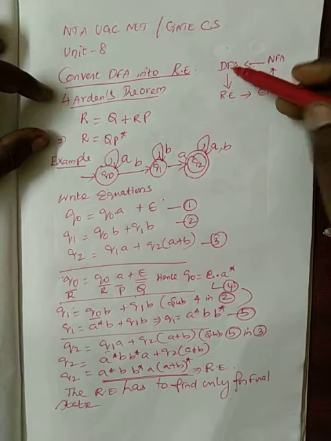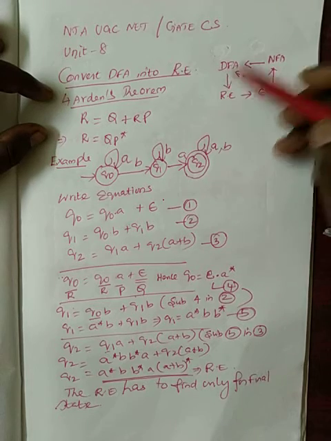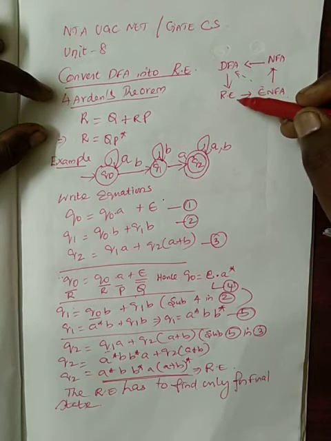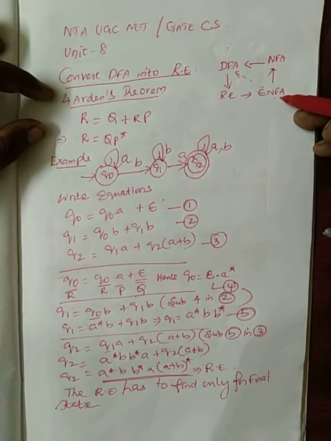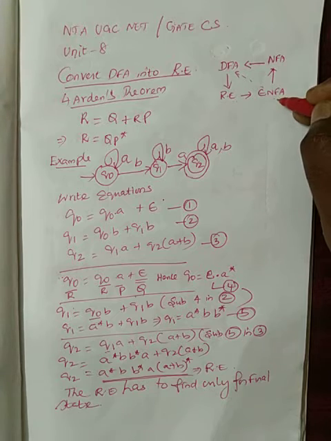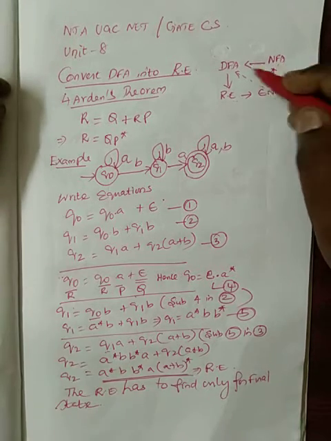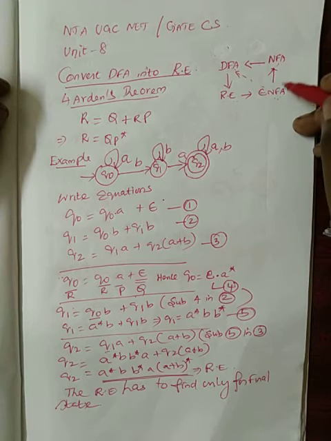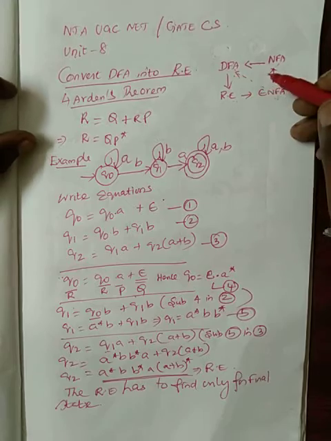If we have a DFA, we can directly convert it to a regular expression. For that, we are using two techniques. One important technique is Arden's theorem. If you have a regular expression, we can convert it to epsilon NFA. That is also possible. If you have an epsilon NFA, it can be converted to NFA. If you have an NFA, we can convert it to DFA. All are possible. Even epsilon NFA directly converting to DFA is also possible.